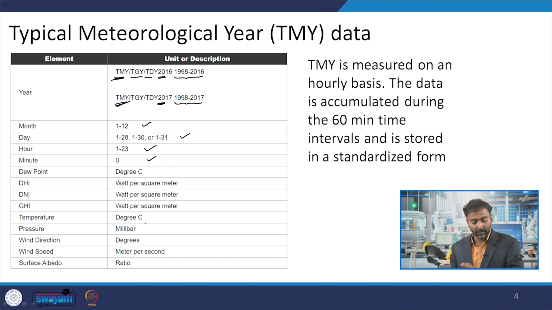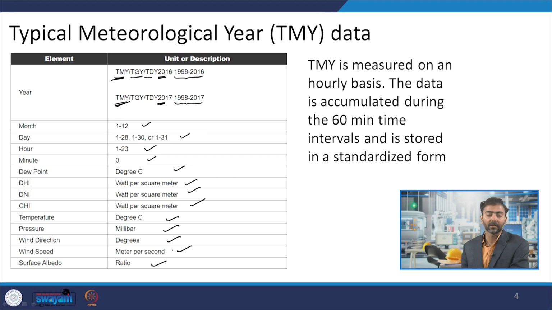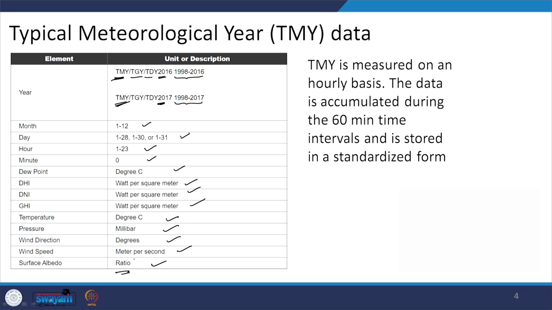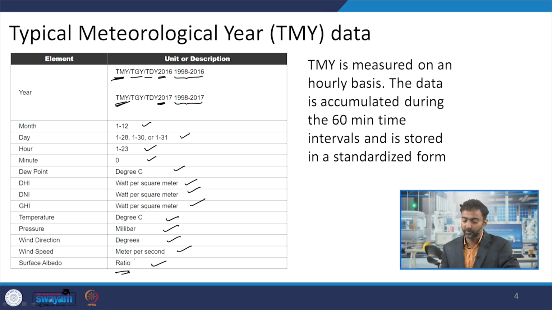Then these are the typical meteorological parameters which will be captured in the TMY data set. So, you will have dew point temperature, the 3 components of radiation, DHI, DNI and GHI. You will have temperature, pressure, wind direction, wind speed, and also surface albedo, which is nothing but the reflectivity of the ground for irradiation. We will talk about surface albedo in a little more detail in a later class, where we talk about the estimation of solar radiation in more detail. So, these are some of the typical variables which will be there in the TMY data set.